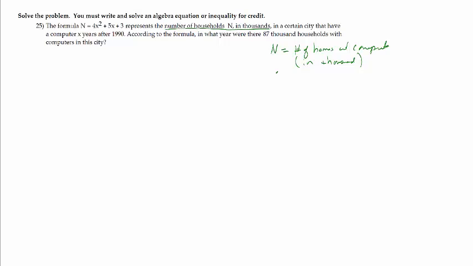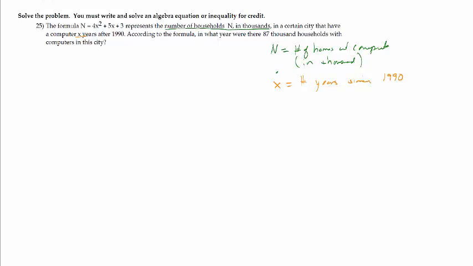And then my other variable is x. x is measuring the number of years since 1990. So you tell me the number of years since 1990, plug it into n, and it'll spit out the number of households in thousands that had a computer. Like I said, don't underestimate taking the time to understand what your variables represent. It really helps us figure out the equation and what the question is.